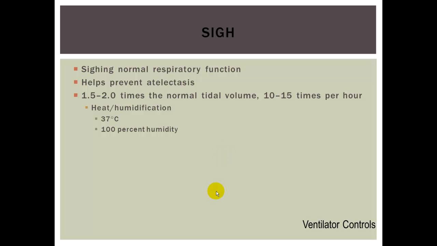We don't want to chill them too much. This can make them hypothermic if we're not paying attention to that. 37 degrees Celsius would be our setting, and we should apply 100% humidity. That's easier on the lung tissues whenever the gases are humidified.